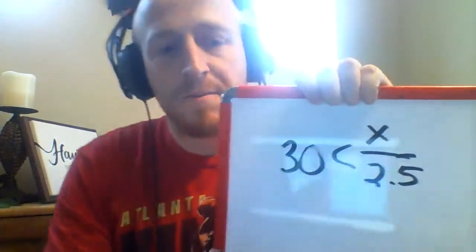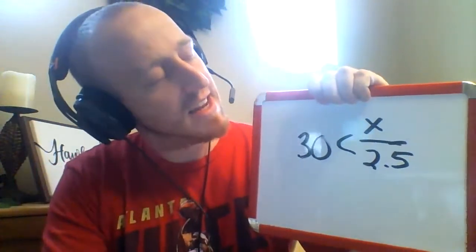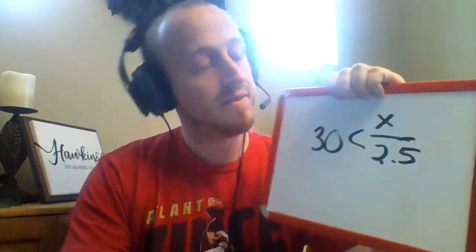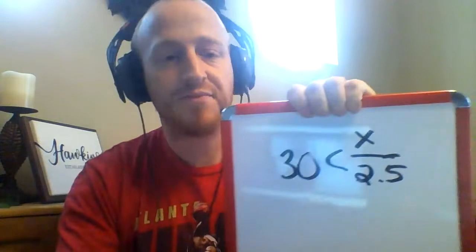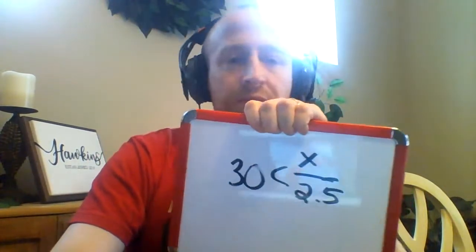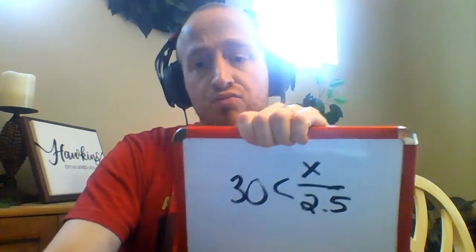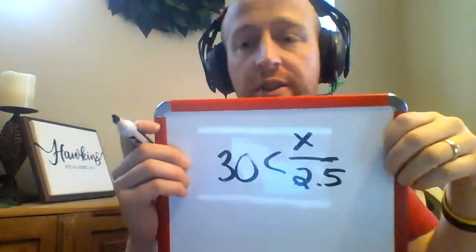So what if we had something like, let me make it a little challenging and throw a decimal in there. So we have 30 is less than x over 2.5. That's a 5, and that's a 2. How would you solve that one?